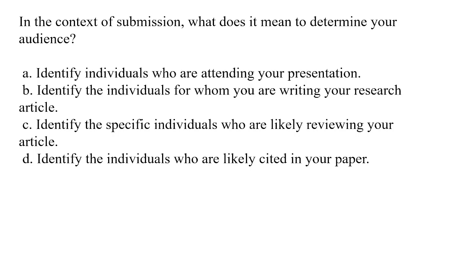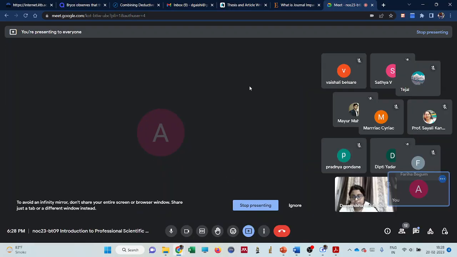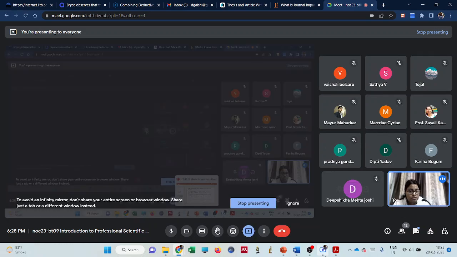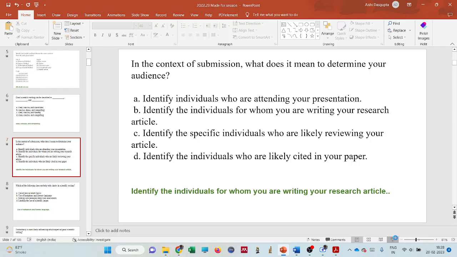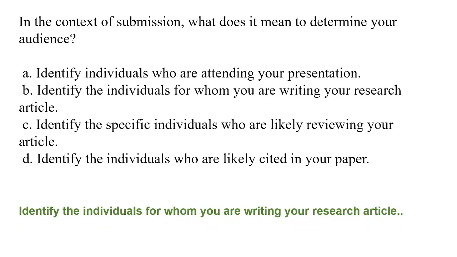Anybody? Option B. Yes. Since it's written in the context of submission, I guess you're submitting a paper for a journal or a conference, journal paper, whatever. So the option is to identify the individuals for whom you're writing a research article.